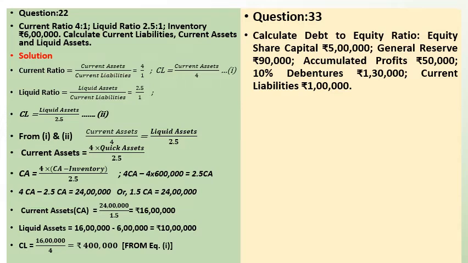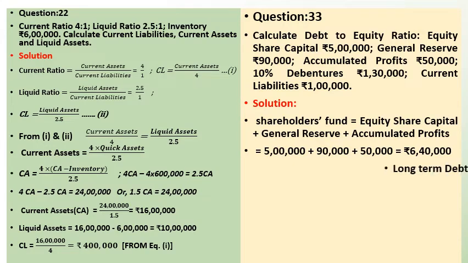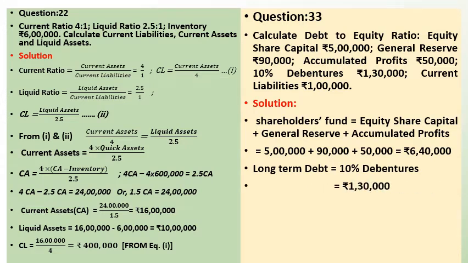Calculate debt equity ratio. Your equity share capital given 5 lakhs, general reserve 90 lakhs, accumulated profit 50 lakhs, 10% debenture 1,50,000, current liability is 1 lakhs. So from here we will have shareholders fund equal to share capital plus general reserve plus accumulated profit. And now from here we will get shareholders fund is equal to rupees 6,40,000, and long term debt is equal to 10% debenture, that also given 1,30,000.